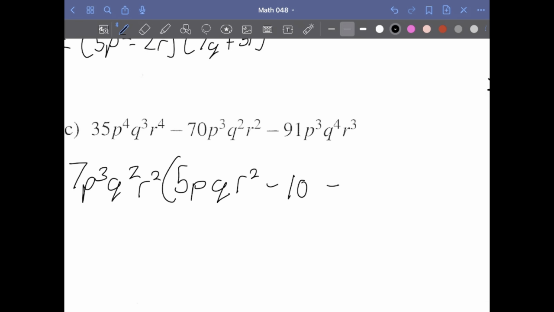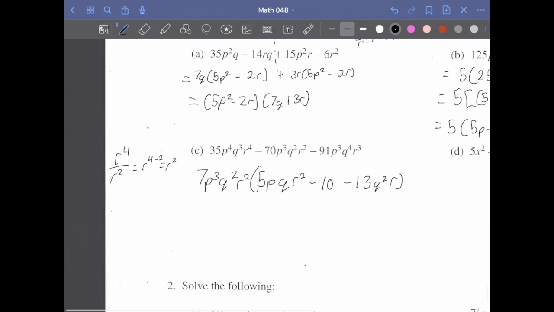Minus 91 divided by 7 is 13. P cubed divided by p cubed is 1. Q to the power of 4 divided by q squared is q squared. R cubed divided by r squared is r. So this would be the final answer.